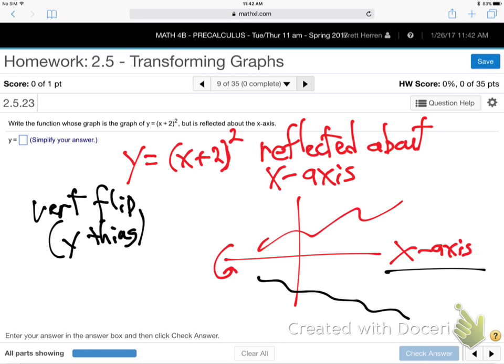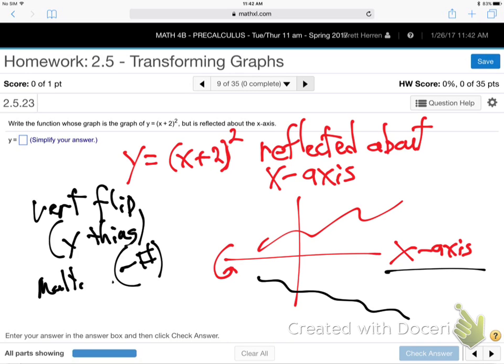So, okay, so let's do a y thing, a vertical flip to that. Now, what flips graphs, I bet you know? What flips them? Negative signs. Multiply by a negative number. Any negative number.